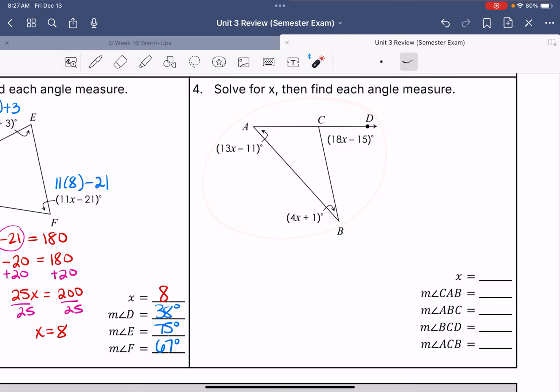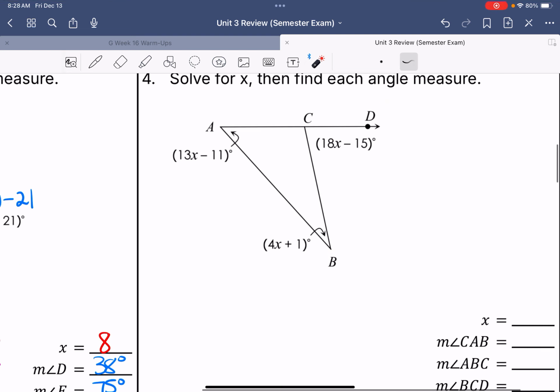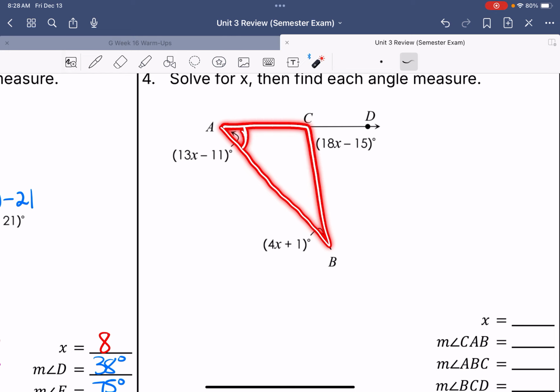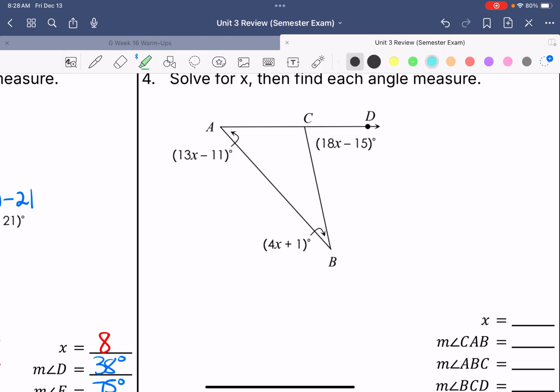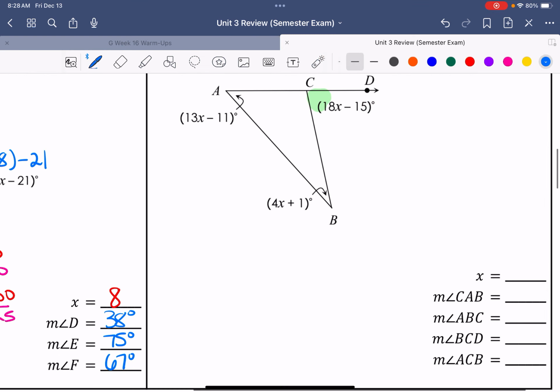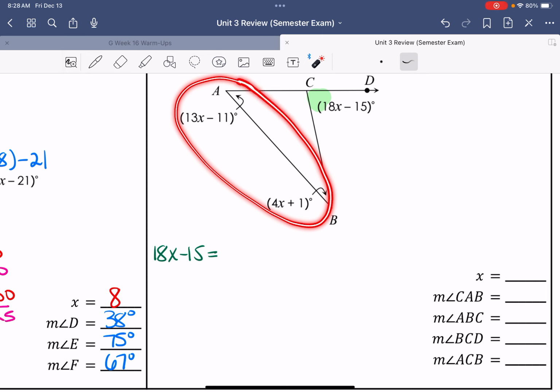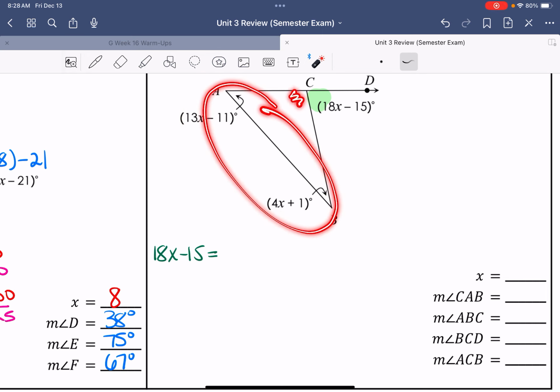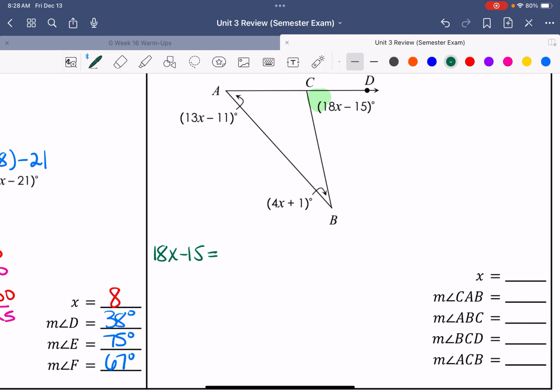So this one's a little bit different because I know that inside of the triangle needs to equal 180. So here's my triangle. I only have two of those angles because that 18x minus 15 belongs to the outside of the triangle. So the other rule that you have to remember is that those outside angles, so 18x minus 15, it's equal to the two inside angles that it's not touching. So it can't be this one, but it's equal to those two. So we're going to add those two up.